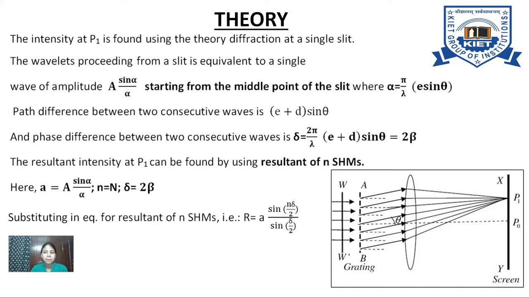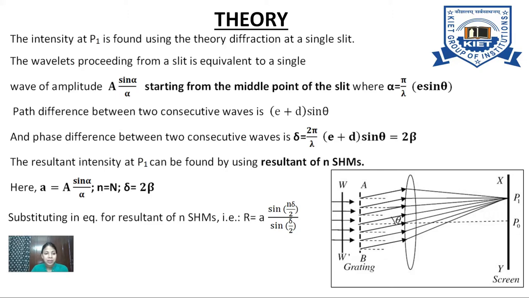Alpha is equal to pi upon lambda e sin theta. The path difference between any two consecutive waves is (e plus d) sin theta, and the phase difference between two consecutive waves therefore becomes delta, which is equal to 2 pi upon lambda into path difference. So here it becomes 2 pi upon lambda (e plus d) sin theta. We write this as 2 beta. Now we have studied the resultant of n simple harmonic motions, and using the same thing we find out the resultant intensity at point P1.